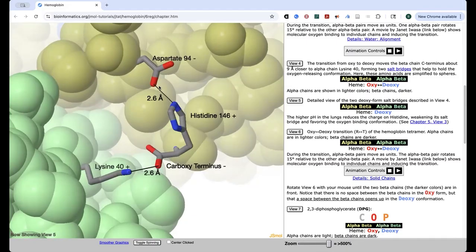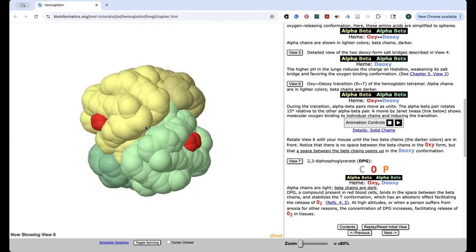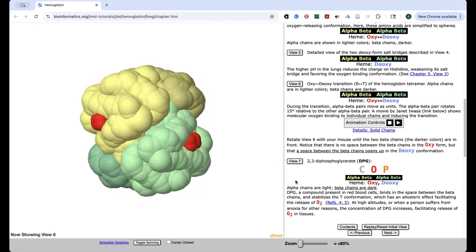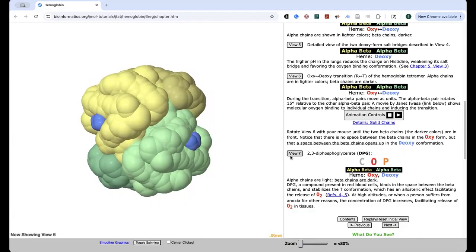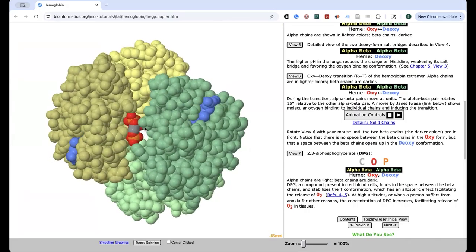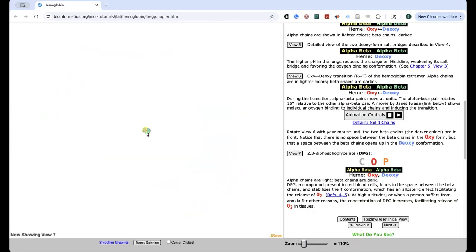And it's indicating the distances between these amino acid atoms that are interacting. Note that when we go from the R to the T, we're opening up a spot where the molecule of 2,3-BPG is going to bind. And 2,3-BPG is only able to bind there when it's open. It's closed in the R form, but it's going to be open in the T form.